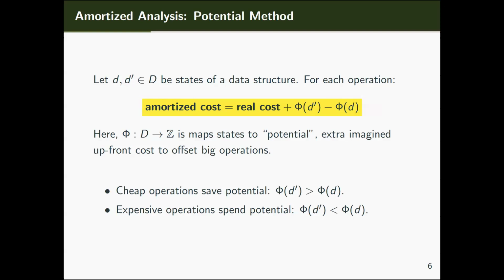To understand what the potential function is doing, you can think about the 2 cases at the bottom. So cheap operations save on potential. So if you had a real cost that was pretty small, the amortized cost is larger, and that difference in potential is positive. However, these expensive operations that happen once in a while can spend potential. So they can say, I'm going to make the potential go way down, and that offsets the fact that the real cost was big, even though you're hoping the amortized cost appears small.